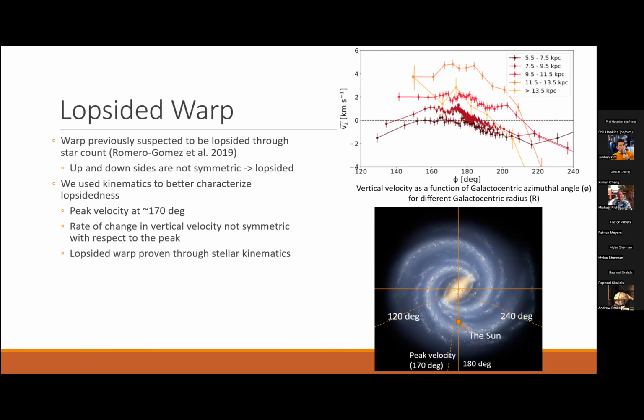Then we move on to see what the rate of change in the vertical velocity is, and see if it is symmetric with respect to the 170-degree peak. We have data roughly from around 120 all the way to 240 degrees. As you can see here, the rate of increase is pretty slow, but the decrease is very sharp. So that means, through stellar kinematics, we are capable of proving that the Milky Way warp itself is indeed lopsided.